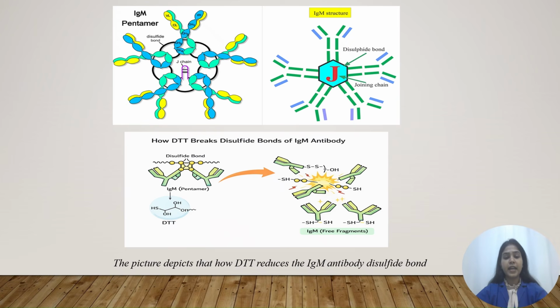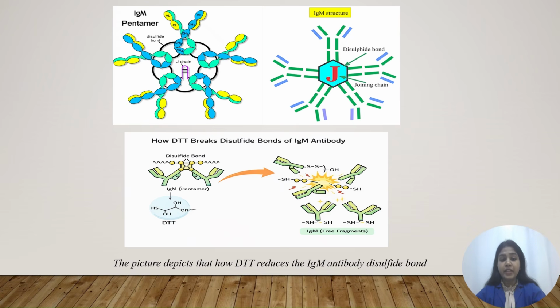On the DTT mechanism, here you can see there is a structure of the IgM antibody. The IgM antibody is basically a pentamer. It is a vast structure and it is highly dependent on its disulfide bonds. These disulfide bonds help the structure to remain intact. DTT acts upon these disulfide bonds. Let's have a look at how DTT breaks the disulfide bonds of the IgM antibody.